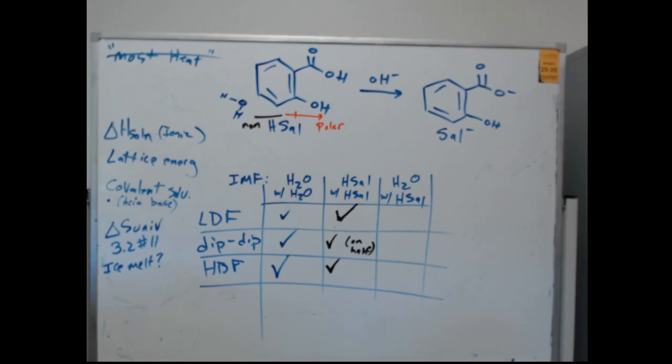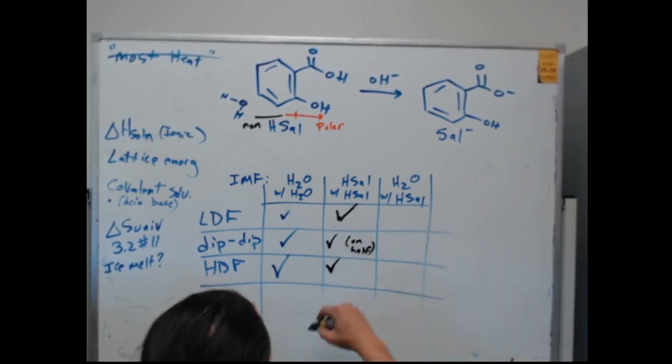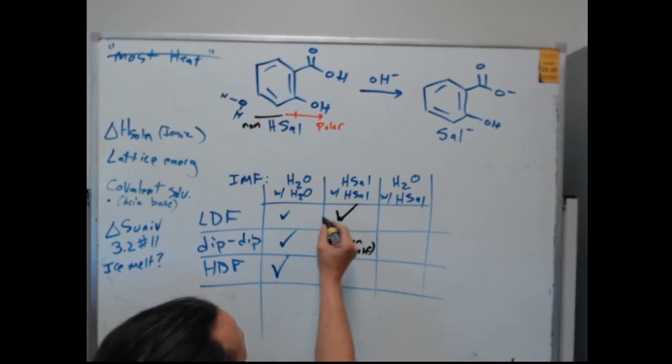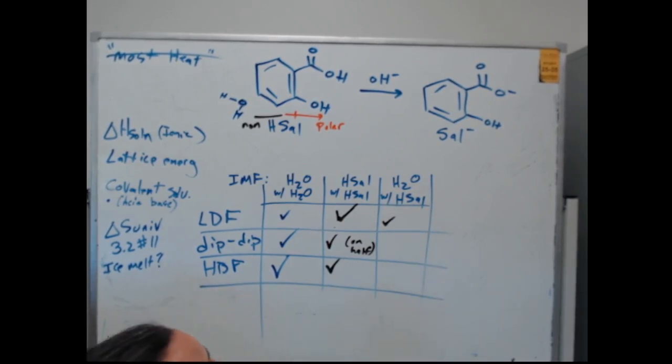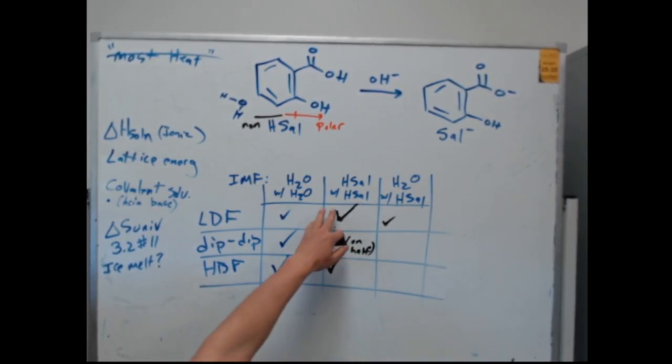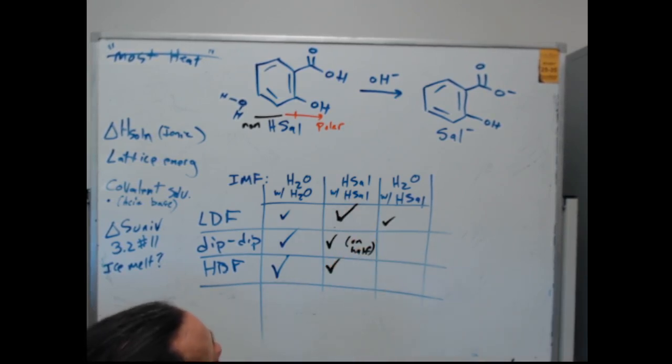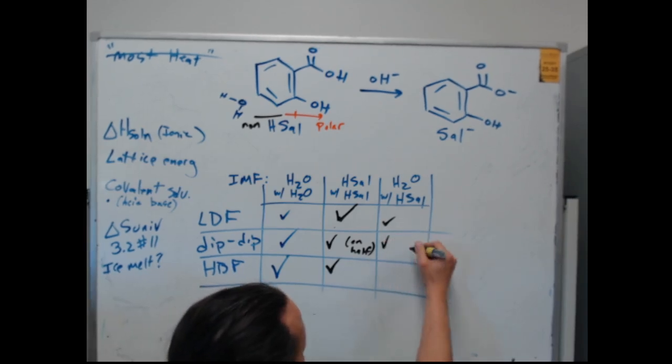When I look at H2O with salicylic acid, I'd say, hey, look, London dispersion force is going to be weird. It's going to go to the smaller one, so the London dispersion force is going to go down a lot, because the salicylic acid with its big surface area would rather interact with other big surface areas. Still going to have some of it though. The dipole-dipole force, again, is going to only be on half.